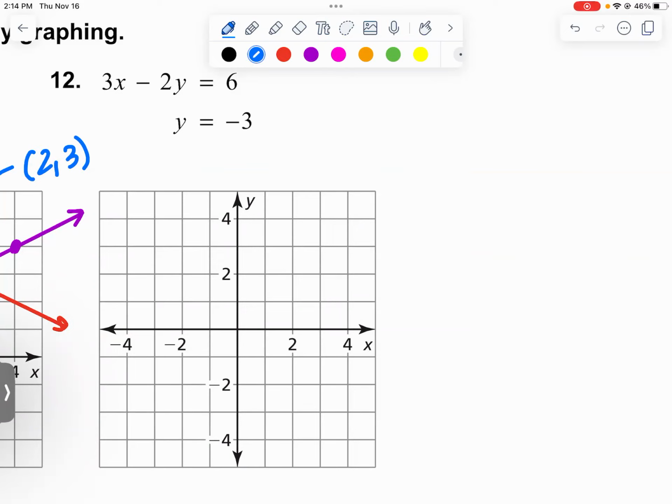Well, does it have an x? But it doesn't give us a y-intercept. So here's the deal, guys.